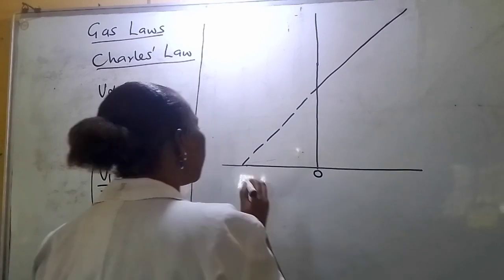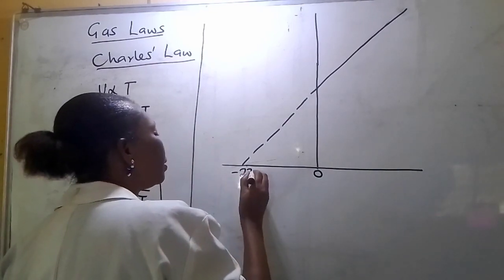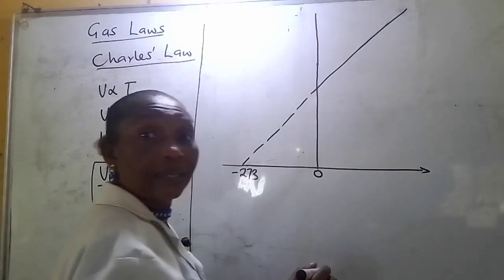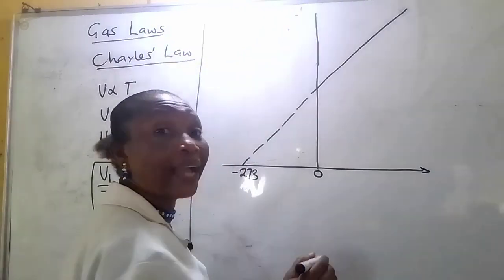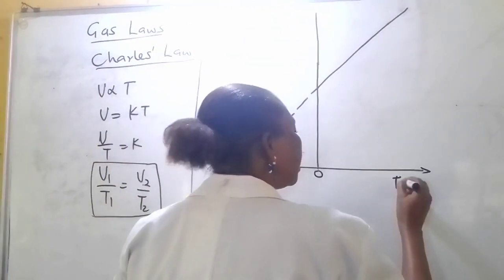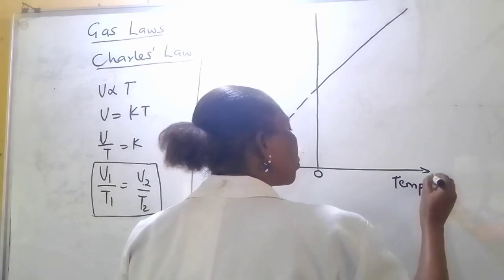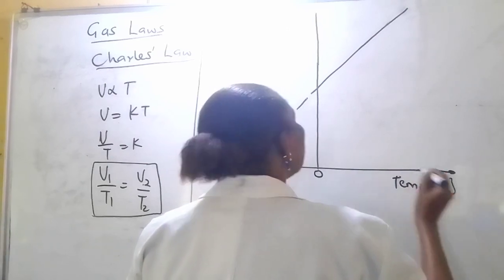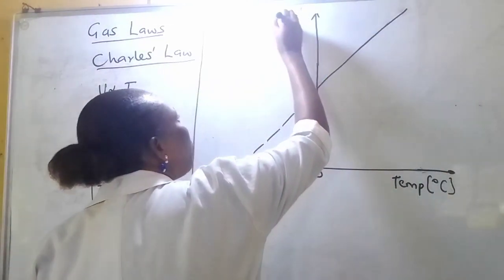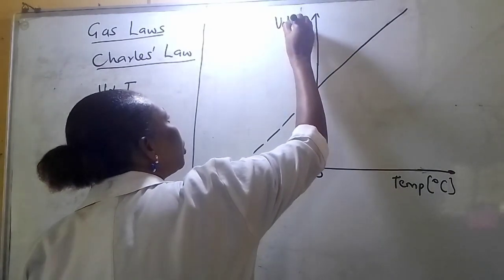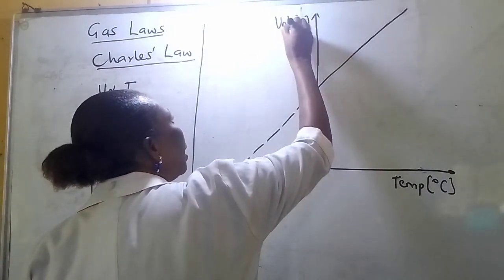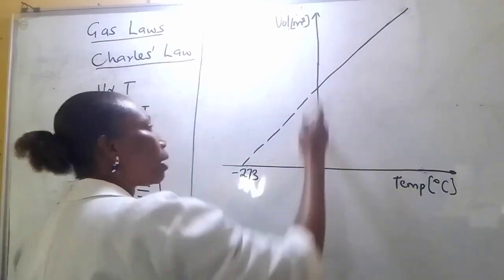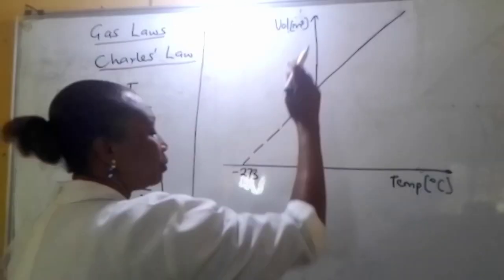And then you begin to label. This is the point of origin. This is minus 273. And that tells you that this x-axis is occupied by temperature, measured in degrees centigrade. And then we have our volume here, measured in cubic meters. So this is what we call Charles law. A T in an upside down manner.